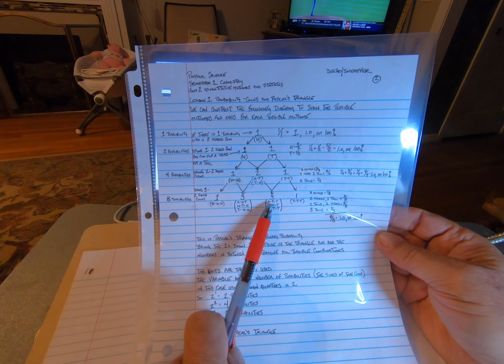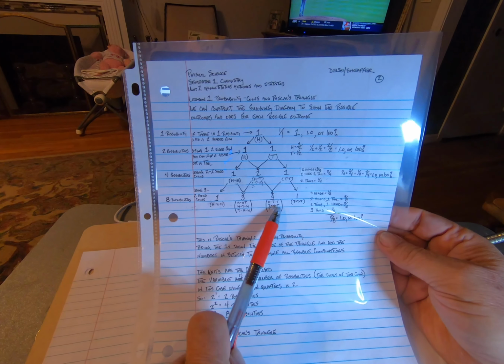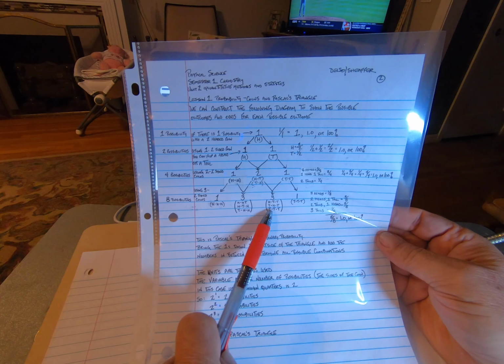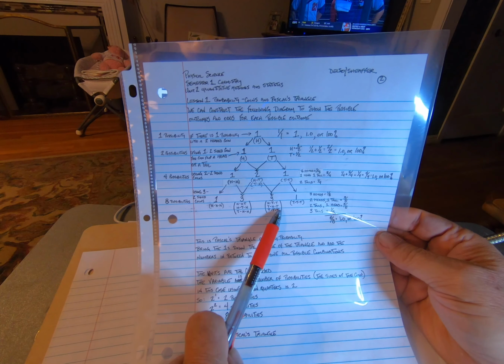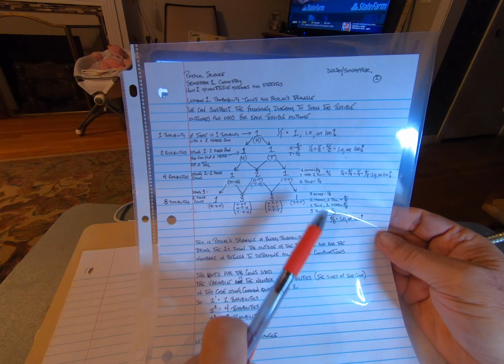There are 3 different ways to get 1 head and 2 tails. And here is tail, head, tail, and tail, tail. That should be an H or a head there. I'll fix that. And then this is 3 tails. There's only one way to do that.